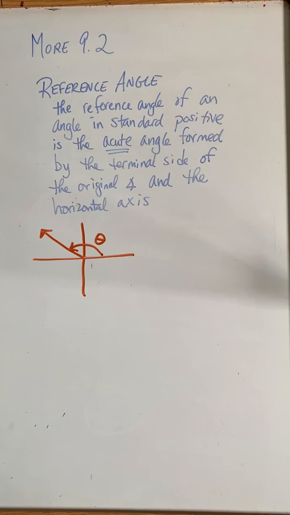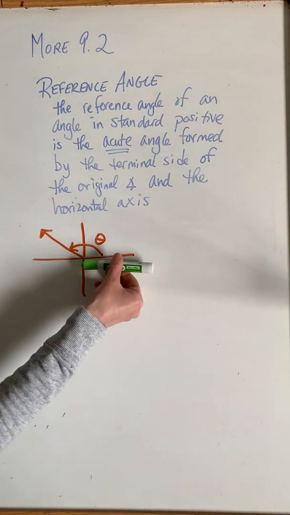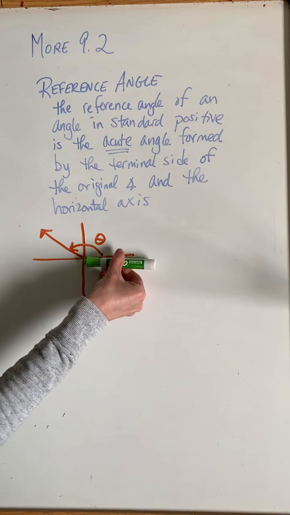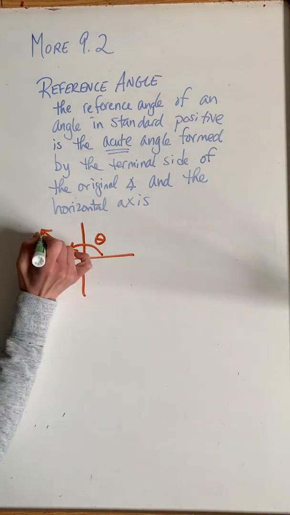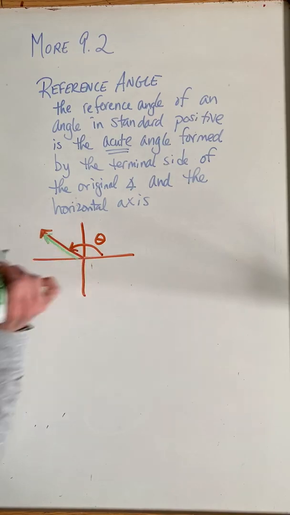Okay, so where's the terminal side? Let's start with that. So we know this is the initial side, right? Since it's an angle in standard position and we rotate it in this direction. Where that angle stops is our terminal side, right? So this is the terminal side of our angle.